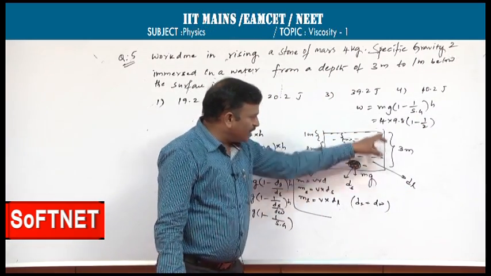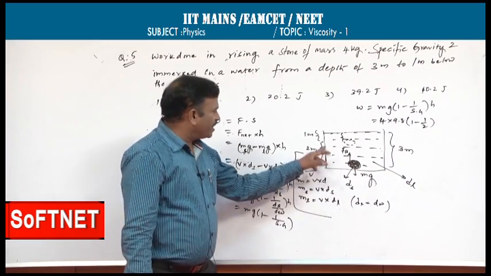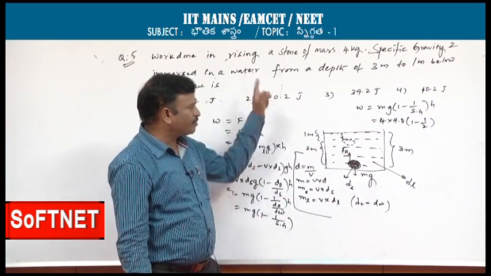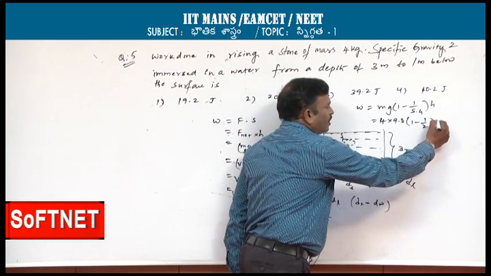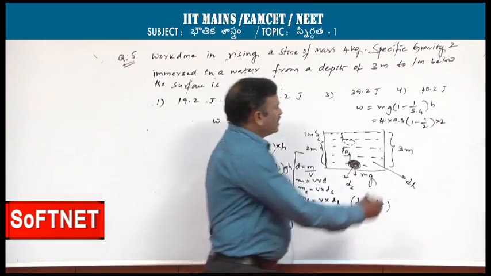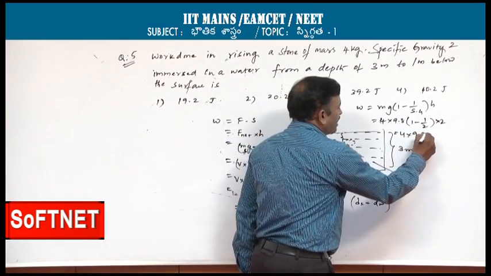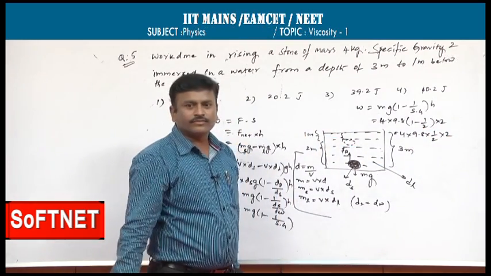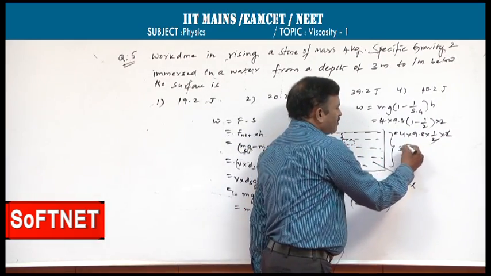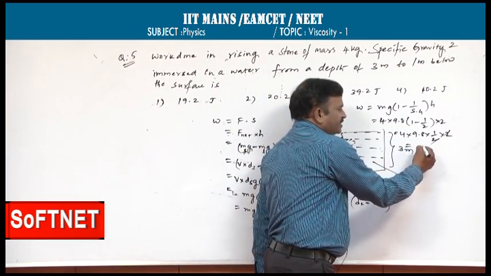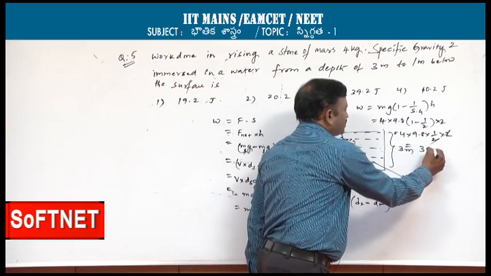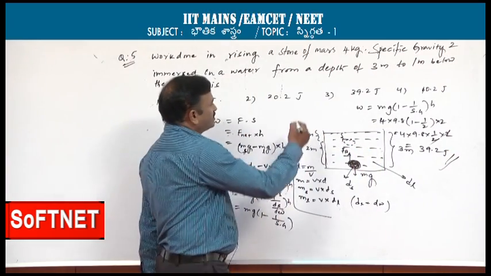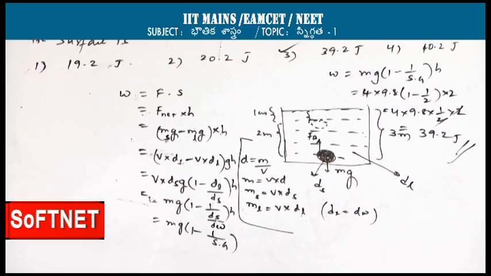The total depth is 3 meters, but we are bringing it to 2 meters, because the object must be placed 1 meter below according to the problem. So the net height is only 2 meters. Then the total is 4 into 9.8 into 1 minus 1 by 2, which is 1 by 2, into 2. Then the 2s get cancelled. So 4 into 9.8 is 39.2 joules. Therefore, the third option is correct.